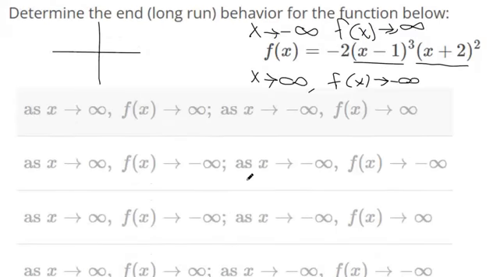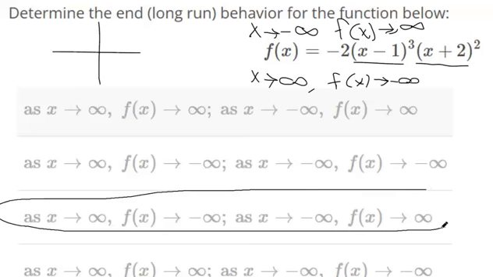We said it's one of the middle two. As x goes to negative infinity, f of x goes to negative infinity. That's not right. It's got to be this one here. We said as we plug in negative a billion, we get out positive something huge. Not a billion, but way bigger.